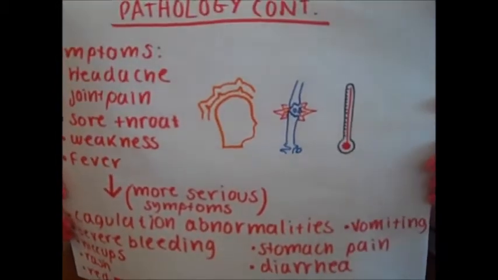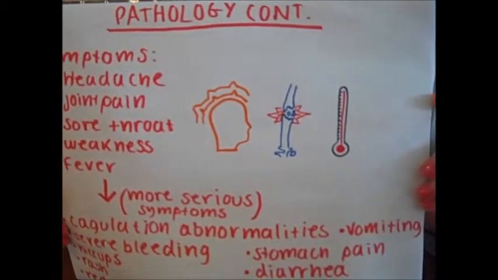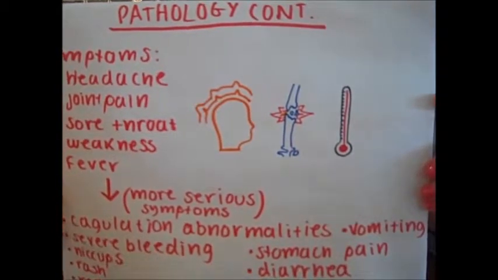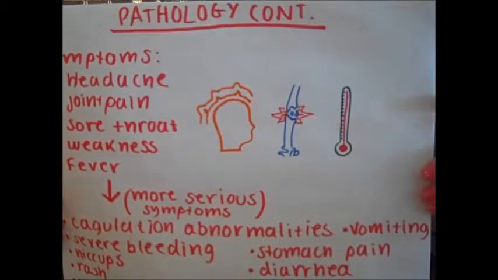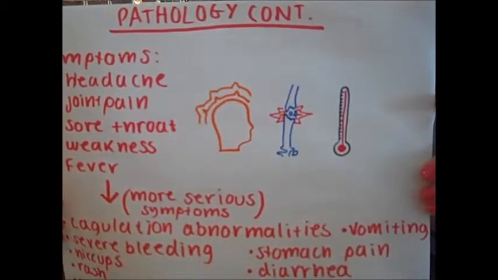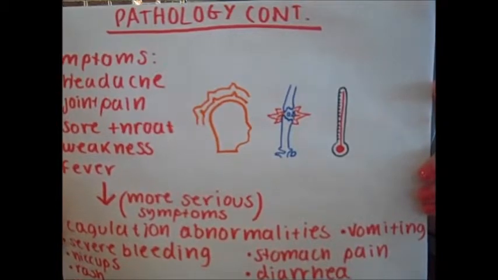Symptoms include headache, joint pain, a sore throat, weakness, and fever. This makes the virus very difficult to identify because these first symptoms are so similar to many other reactions to different viruses. As the infection progresses, the patient experiences coagulation abnormalities and severe bleeding, internal and external. They also may have stomach pain, vomiting, diarrhea, and patients deal with rashes, red eyes, and hiccups as well.